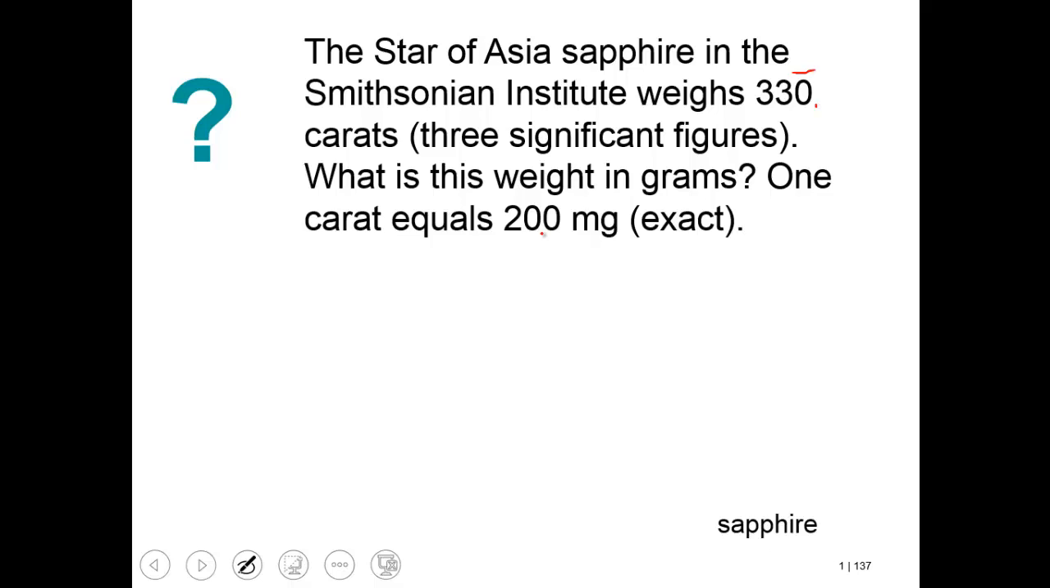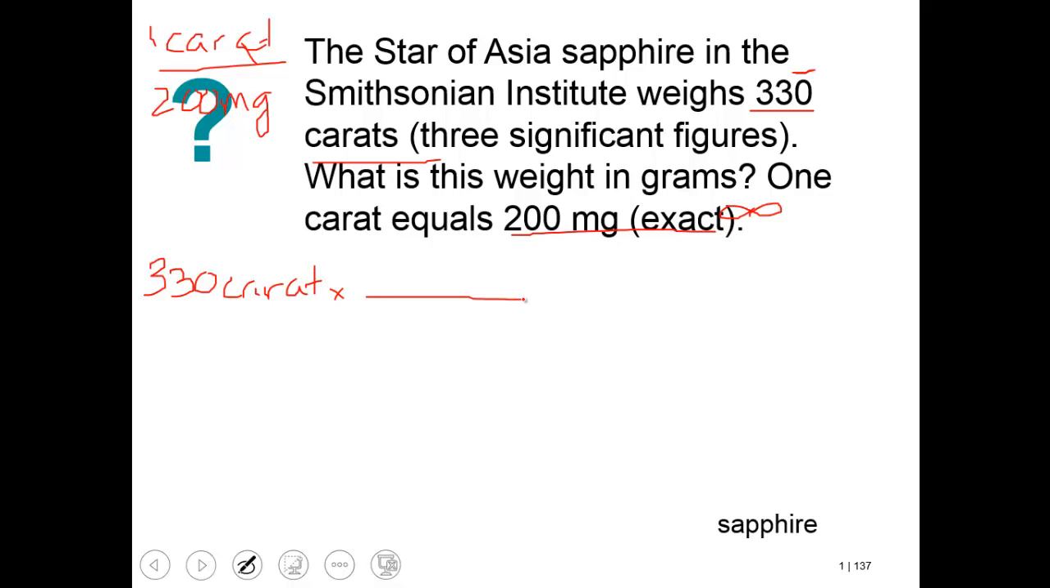Now, it says right here, the milligrams, let's say that's exact. So we're going to have an infinite number of significant digits for the 1 carat is equal to 200 milligrams. So I'm going to put up here my 1 carat is 200 milligrams. And here, the number I'm going to start out with is 330 carats because it is the only number in here that has only 1 unit on it. So 330 carats. Let's get rid of the unit of carat. So 1 carat is 200 milligrams.